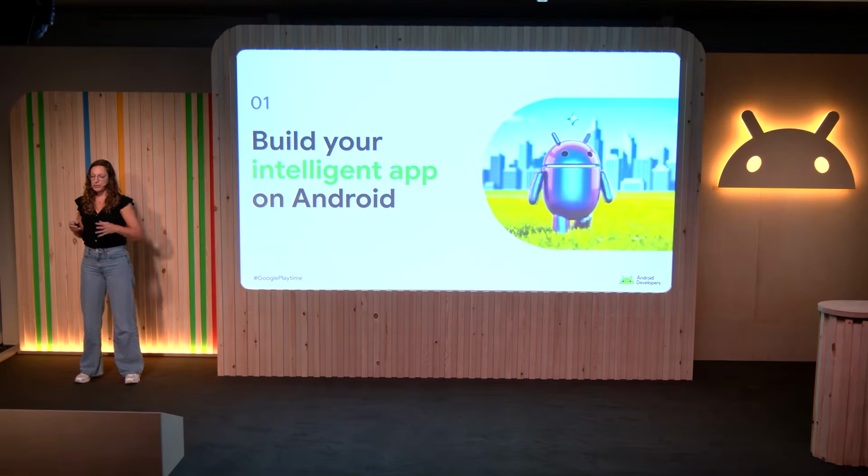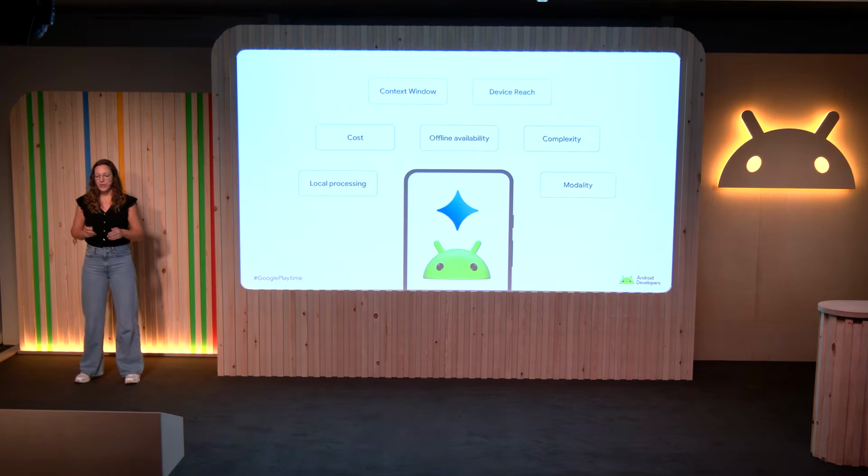So without further ado, let's get started on how you can actually build your intelligent app. When you are deciding on the right approach for your app and your use case, there are a whole lot of different factors that you're going to have to consider. And I've outlined them here. We have the context window, which is the amount of data that the model can process, the device reach, or which devices can actually run the model, the complexity of the task, but also offline availability, the cost associated with it, the modality of the data, and whether or not it is doing local processing.